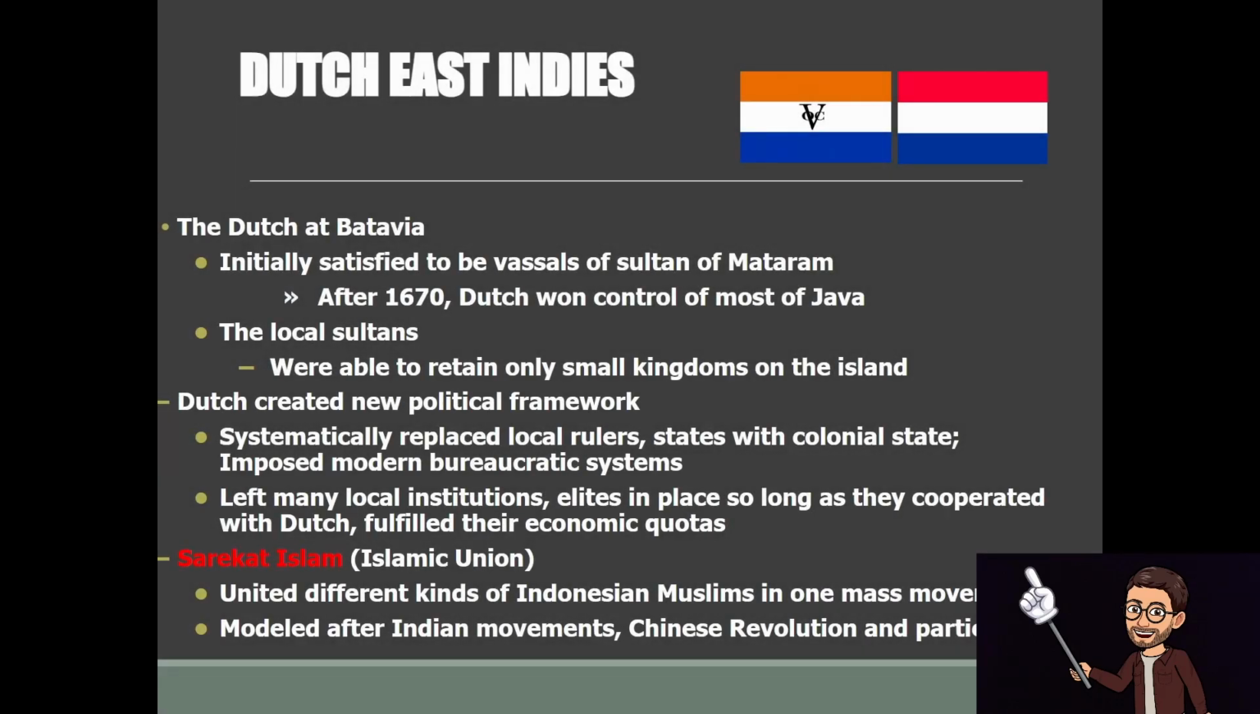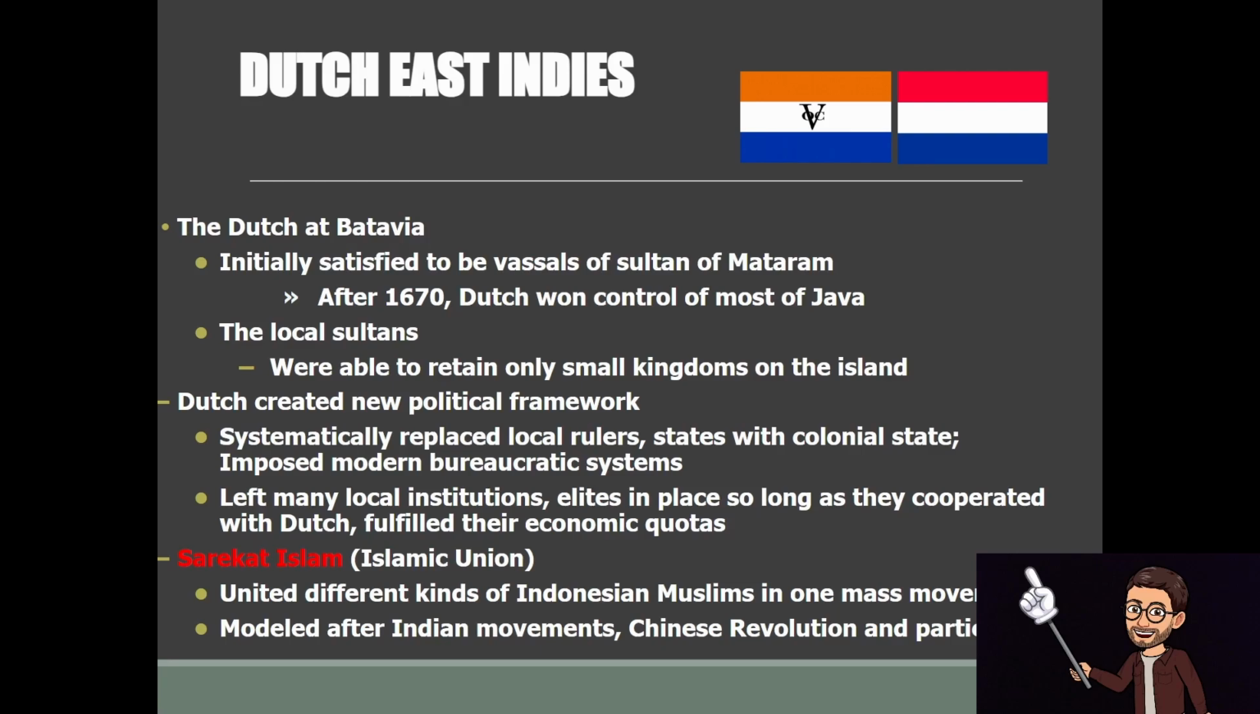Now let's talk about the Dutch East Indies. When the Dutch arrive in Indonesia, which is, of course, south of Indochina, they were satisfied with just being kind of vassals of the Sultan, where they would be given plots of land where they can work and do things. But after 1670, the Dutch are going to control most of Java, and the local sultans were really only allowed to keep their small little kingdoms on some of the outlying islands.